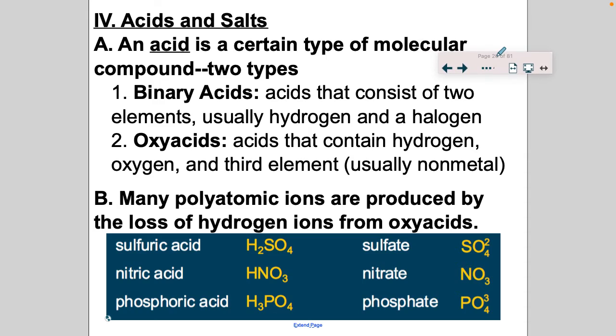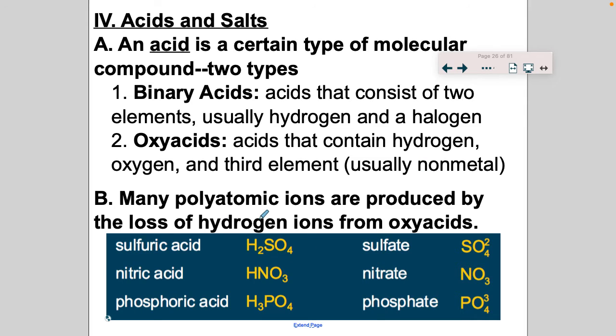Okay, switching gears. Acids and salts. So acids are a certain type of molecular compounds, and there's actually two types, binary acids, which means there's two elements, usually a hydrogen, like an H, right? Hydrogen H, and a halogen, like chlorine. So HCl, hydrochloric acid. Oxy acids, this prefix oxy means it has hydrogen, but oxygen's the big one there. And then a third element, usually a nonmetal.